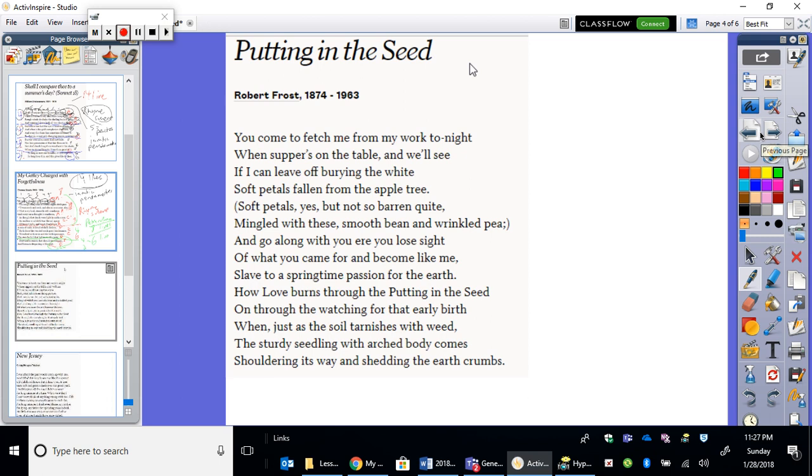Moving on to the next one. Putting in the Seed by Robert Frost. Love Robert Frost. He sneaks in these classical forms into his poetry all the time. One of my favorite poets that I'd ever read growing up. And I didn't like poetry, so this guy must have been really good.